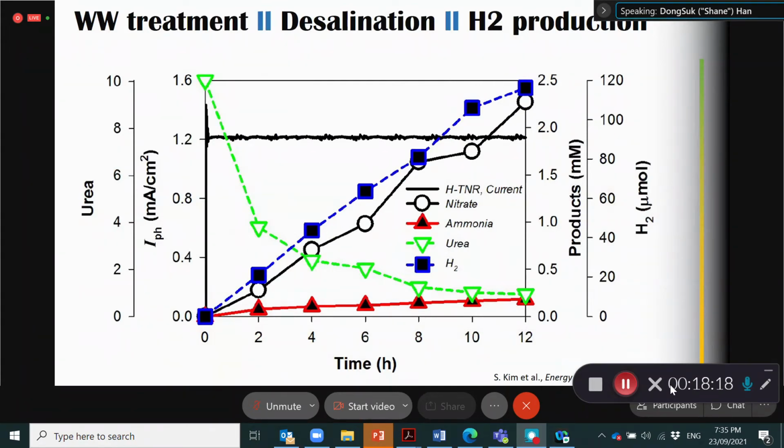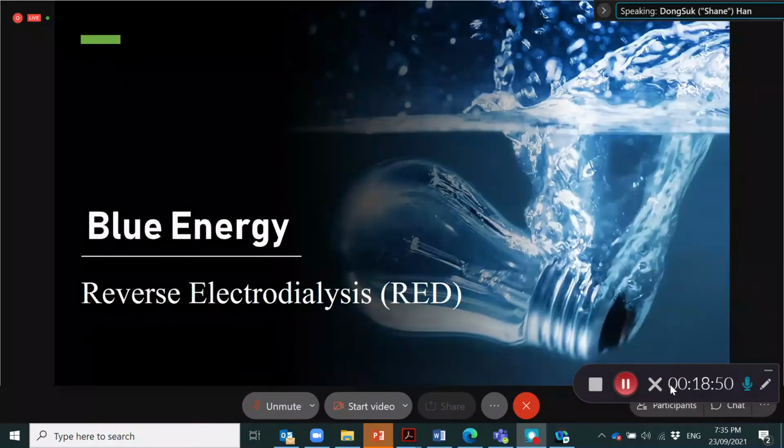And also in the anode chamber, urea is the model compound of the wastewater. It quickly degrades with some intermediates like ammonia and nitrate. Nitrate gradually increases over time. So that is a successful proof of concept for 3 diverse chemical reactions using this chamber.